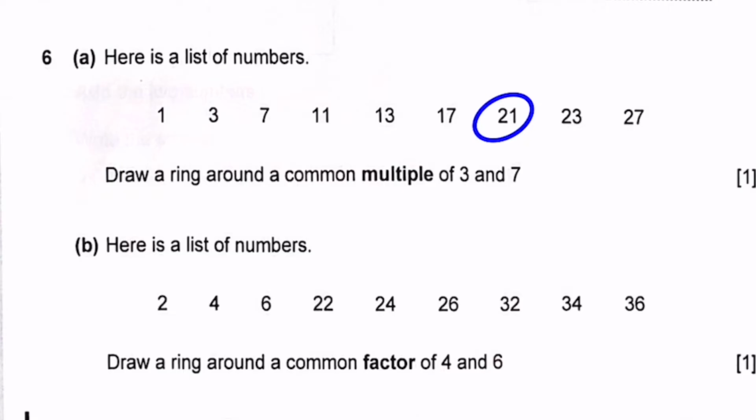That means that 4 and 6 have to be divisible by that number, both 4 and 6. So the answer is 2, the only number. That's the answer. Let's go to question 7.